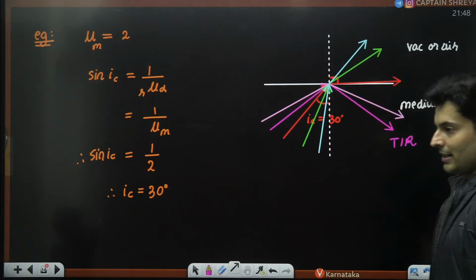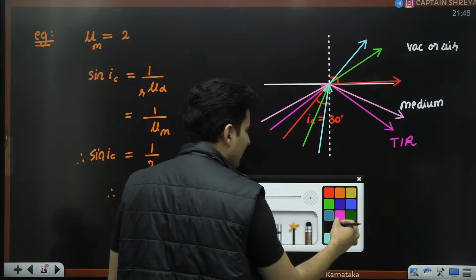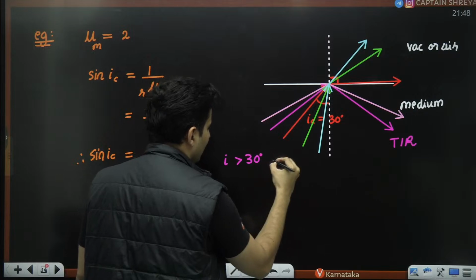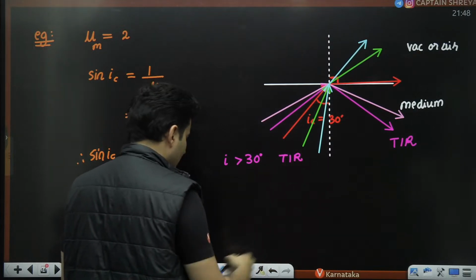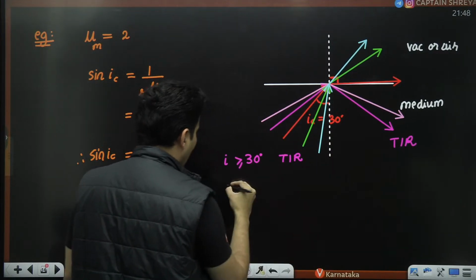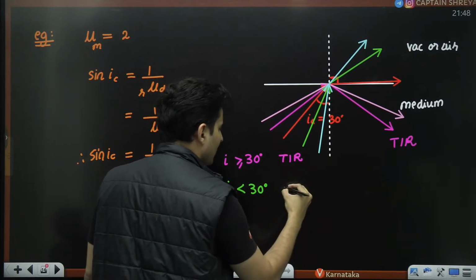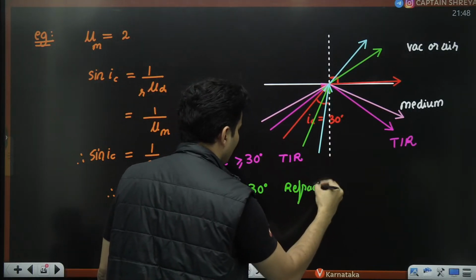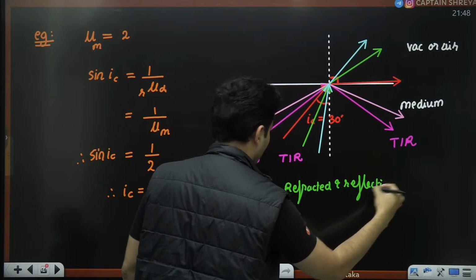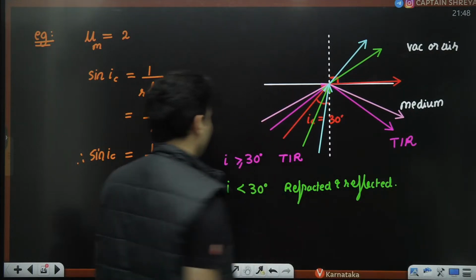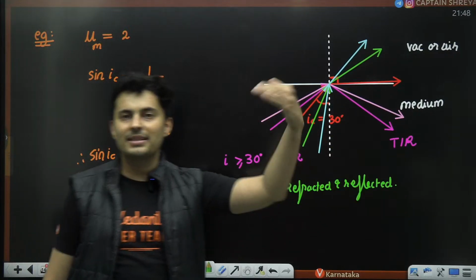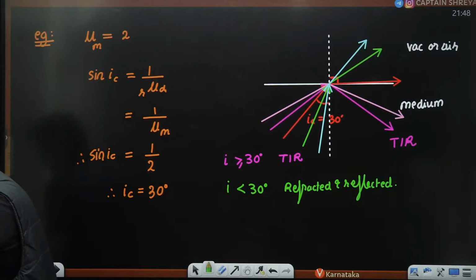It will get refracted. So I can clearly say that for angle more than 30 degree, it will get totally internally reflected, but more than or equal to. And for angles less than 30 degrees, it will get refracted and reflected both, not just reflected. Refraction also occurs, reflection also occurs, but only for more than 30 degrees, you will see that it will only get reflected internally. Is this absolutely clear?